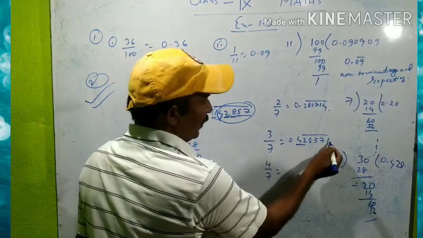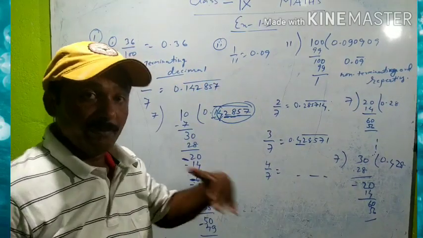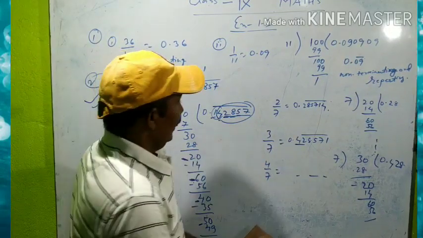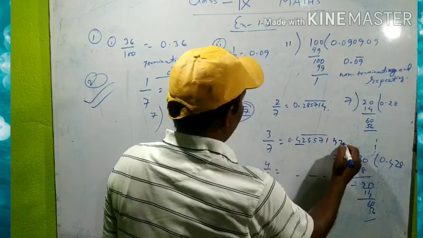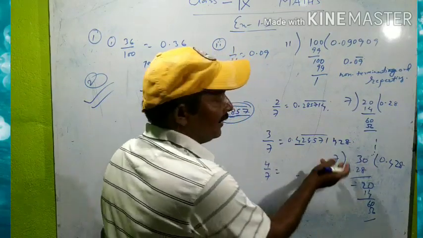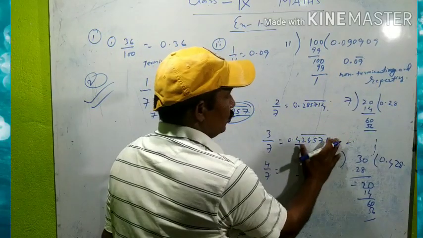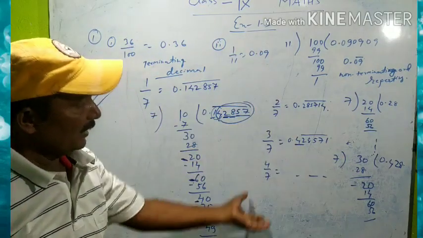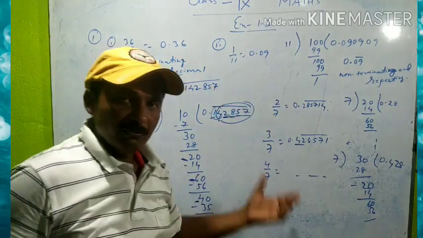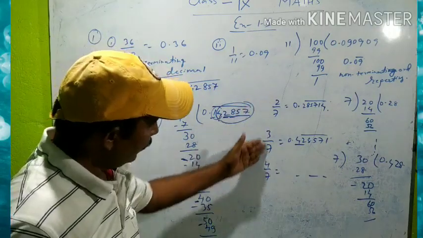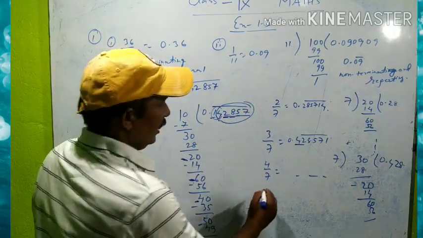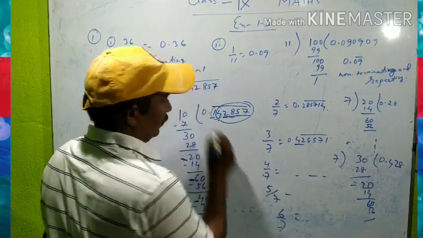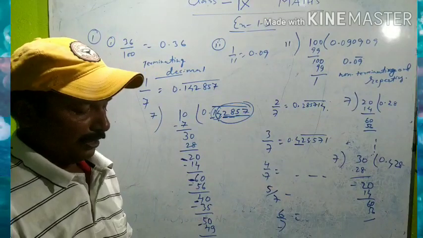Then again 1 will be coming now. And suppose you keep on dividing, then after 1, again 4 will be coming, 2 will be coming, 8 will be coming. But I think it is not required to write here. So up to 1 you will write. So with the help of this one, you can write the decimal form of the remaining rational numbers now, like 5 by 7, 6 by 7. You can write with the help of this one. So in this manner you can do now.